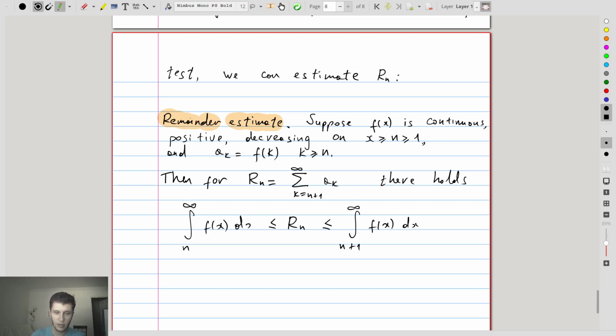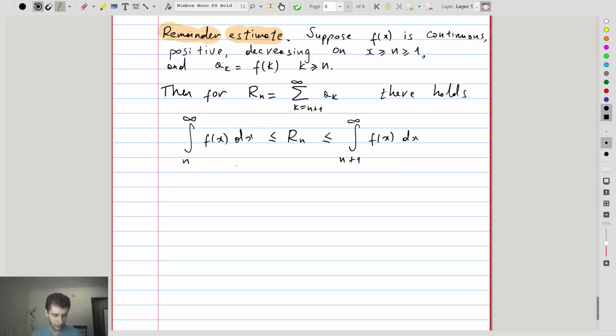So here is what we did. We're basically thinking about the graph of f of x again, but now we're thinking about it starting from the point x equals n. Okay, so we have some point x equals n, and we consider the graph of f of x like so. It's continuous, positive, and decreasing, so its graph looks like that.